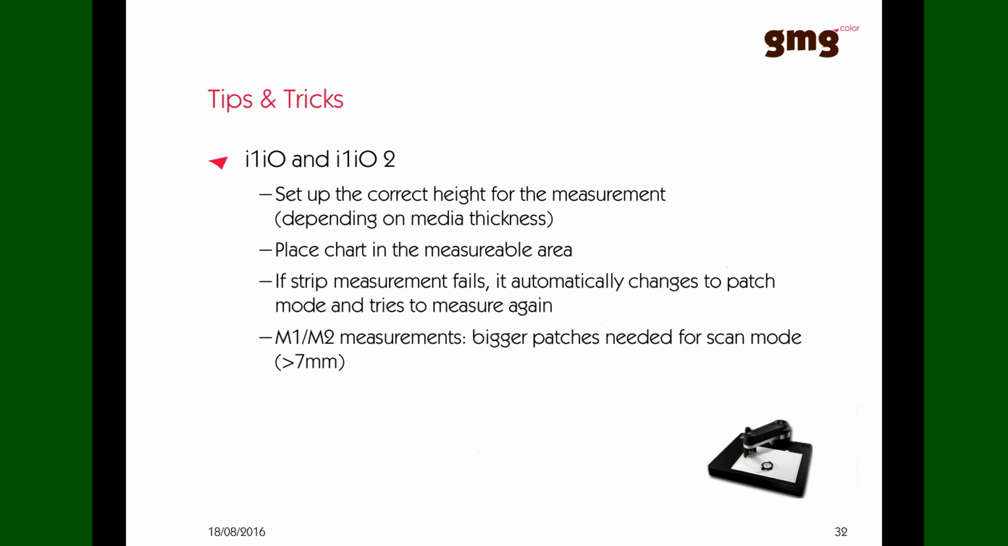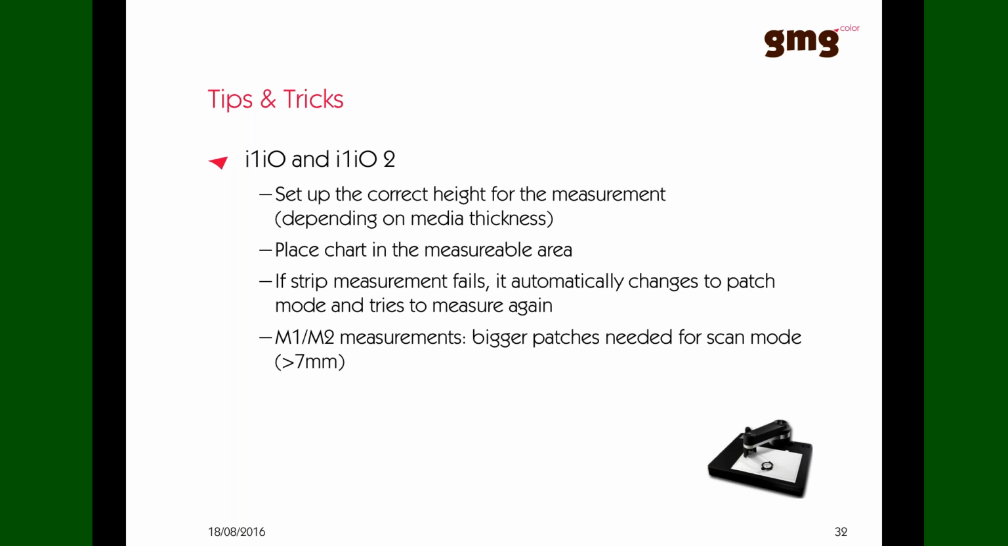Now some tips and tricks for the i1iO table. The i1iO table can be changed depending on your media height. For example, if you're printing on a thicker corrugated board, you should set the media height of your i1iO device a bit higher, depending on the thickness of the media. You should place your test chart, of course, in the measurable area of the i1iO table.